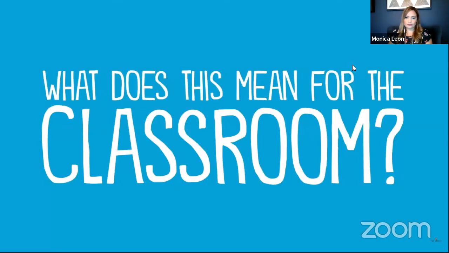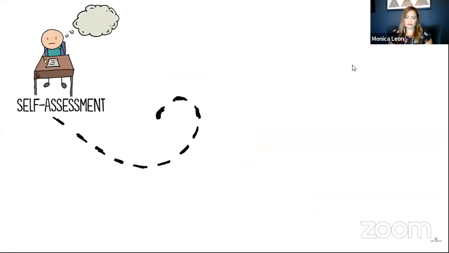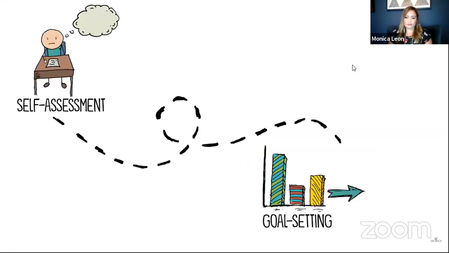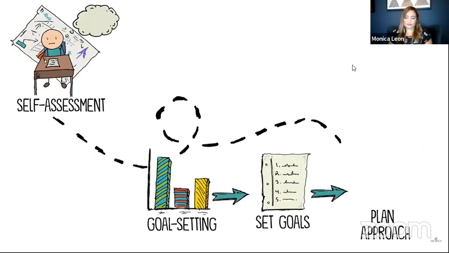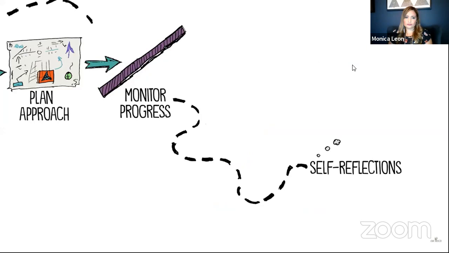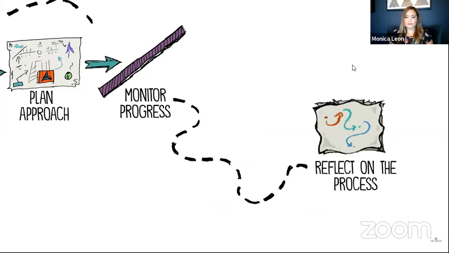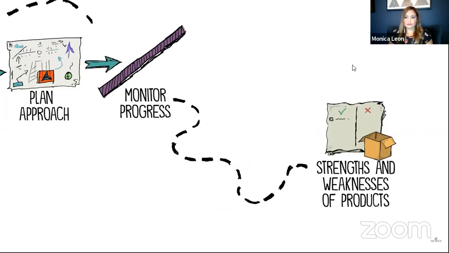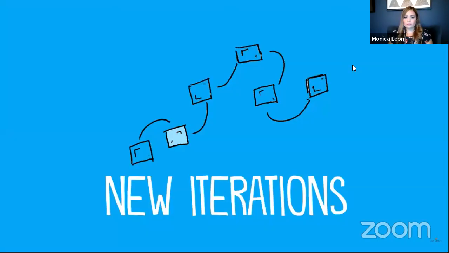Okay, but what does this mean in the classroom? Well, it starts with self-assessment. Here students engage in goal setting, where they set goals, plan their approach, and keep track of the progress. They also engage in self-reflections. Here they can reflect on the learning process, but also focus on the strengths and weaknesses of their products, which then leads to new iterations.